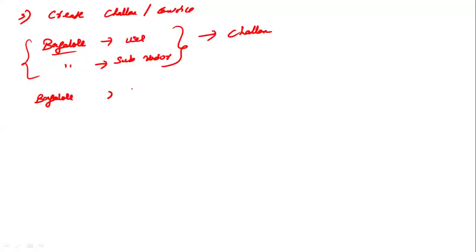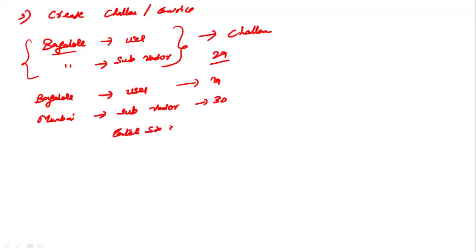The user is in Bangalore and the vendor is in Mumbai. So you're crossing the state. The GST number is getting changed. So if you are in Bangalore, the GST number starts with 29. Here it is 29. I don't know what it is here, it will take 30. So the GST is getting changed. So it is an interstate. You are transferring the material interstate.